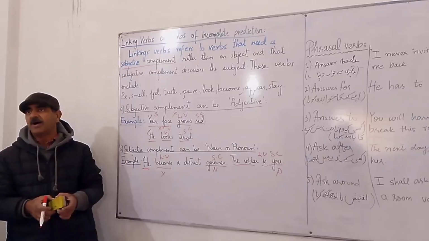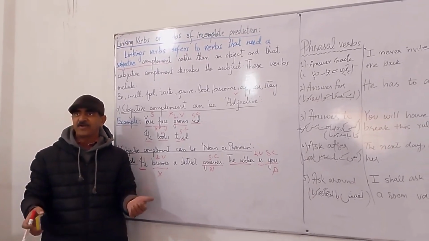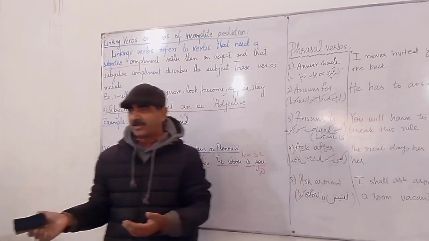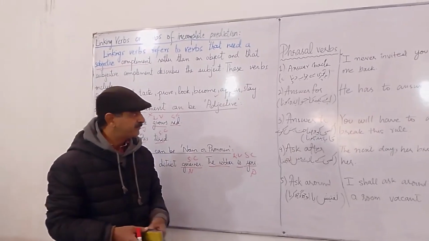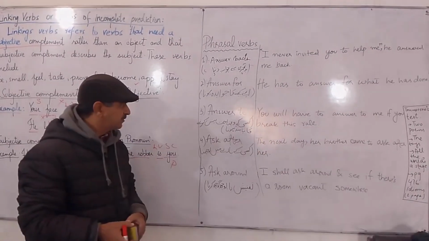So can you make a sentence with good marks? I'll have to answer to you. If I don't get good marks in tomorrow's test, I'll have to answer to you. Clear? Next one. Ask after.